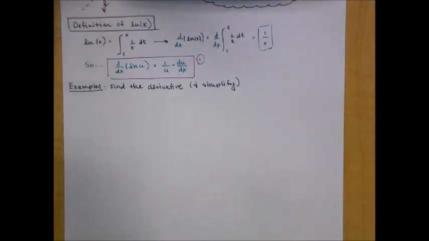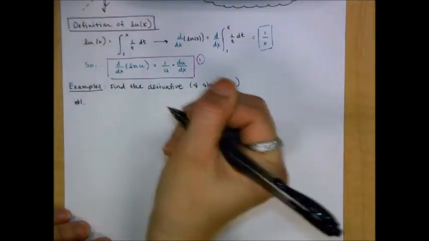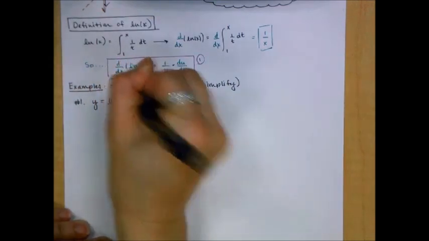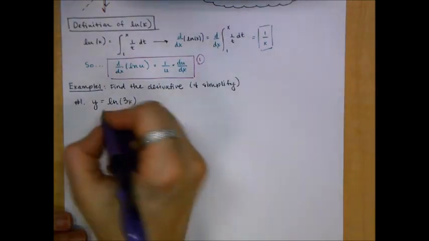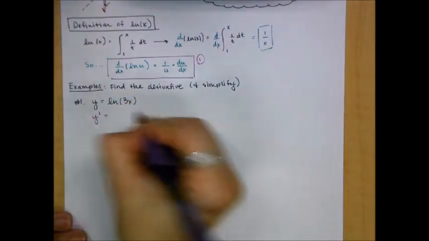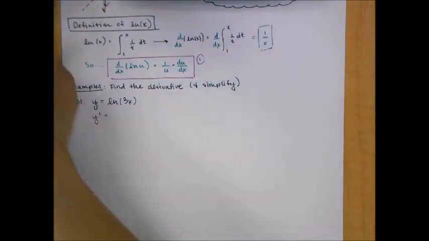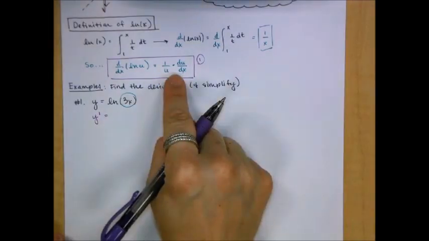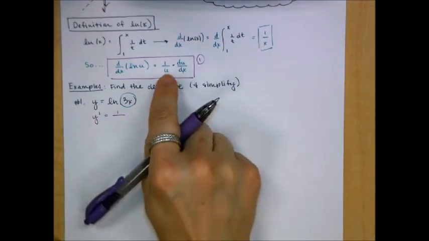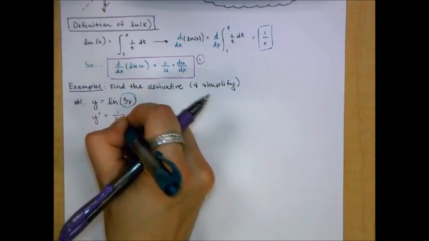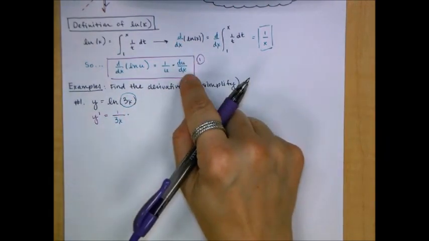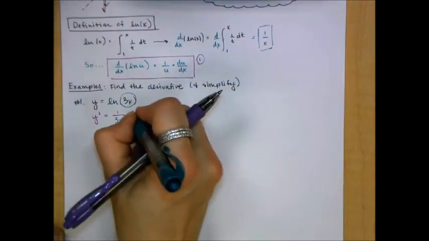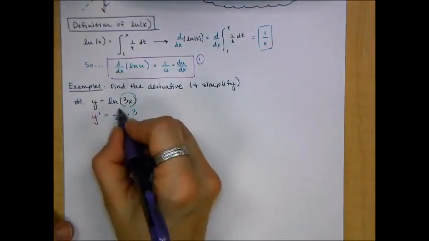So example number 1, we have y is equal to the natural log of 3x. So in taking the derivative of y, we identify the piece that's inside, so the u value, so that's 3x. So following my formula, the answer is 1 over the stuff inside, so that's 1 over 3x, times the derivative of 3x, so times the derivative of u. The derivative of 3x is 3, and this simplifies to 1 over x.